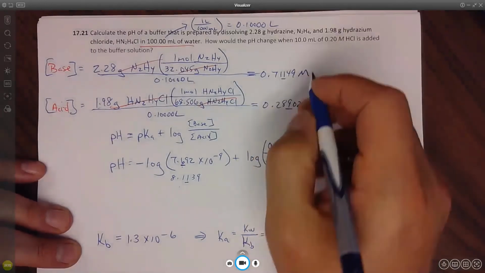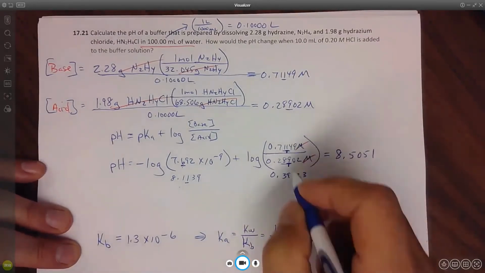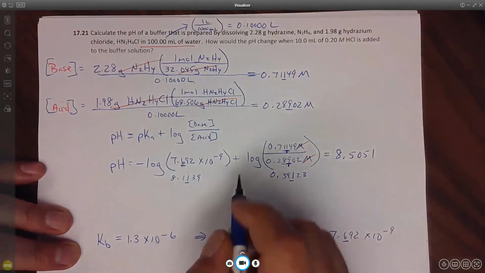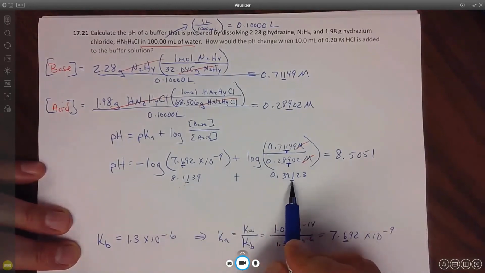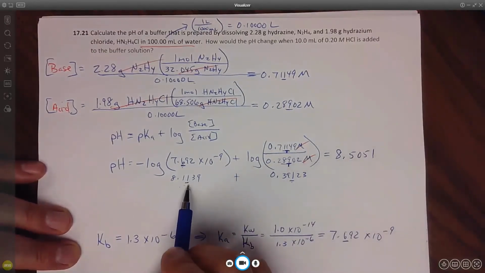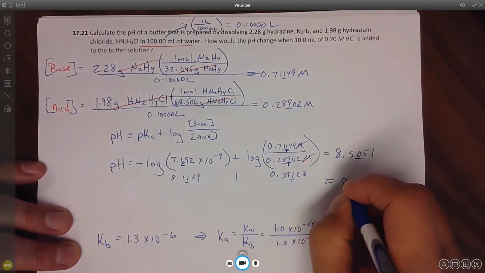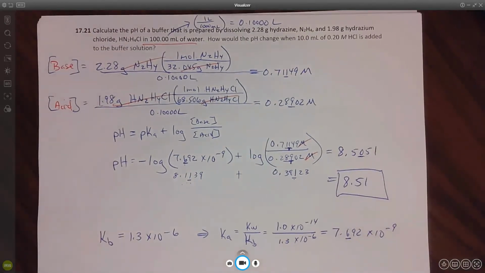Oh, I screwed up. These each have 3 sig figs. Okay, since they have 3 sig figs, we'll have 3 significant decimal places. Now we're adding, right? So we're adding these 2 values. So we're 2 past, 3 past the decimal place. So this can only be the least precise, which is 2 past. So that'll be there. So basically, this buffer started out with having a pH of 8.51, which is, of course, greater than 7. And so it's a basic buffer. Okay. Any questions about this part of the problem?